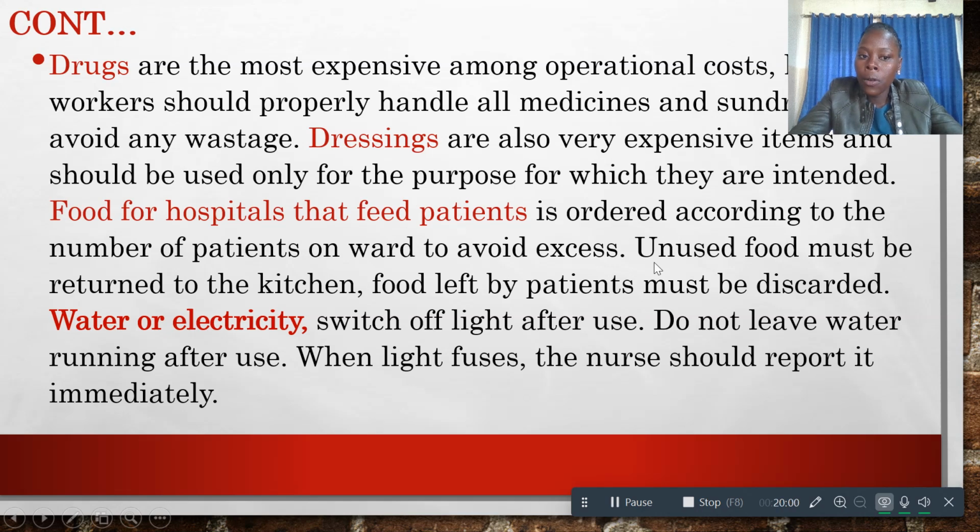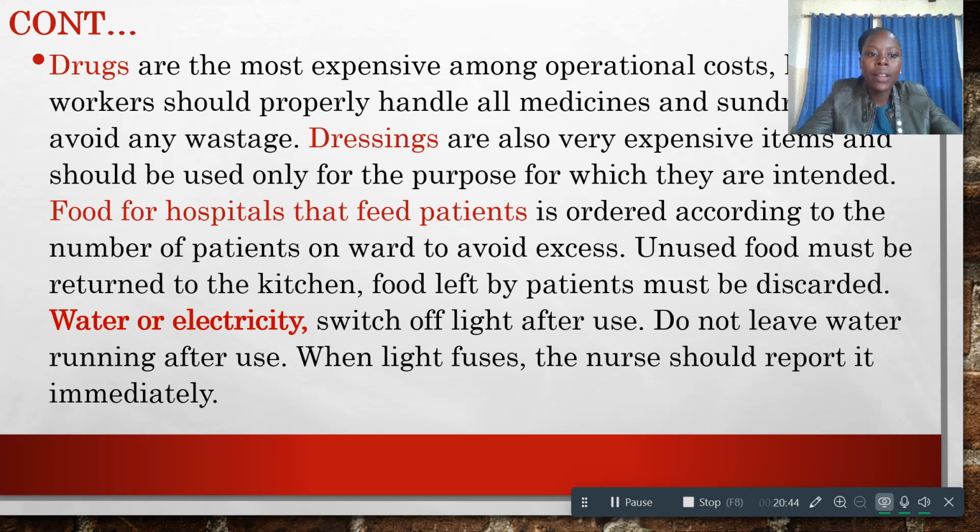So unused food is returned to the kitchen. For example, they brought food for that number of patients in the ward and they've served the food. Probably the patients have not eaten so much and some food has remained in the dishes unserved. It is supposed to be taken back to the kitchen. Then food left by patients must be discarded. For the leftovers, for that food that will be left by patients on their plates after feeding, that one is not taken back to the kitchen, but instead it is discarded.